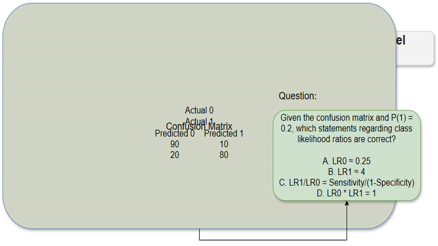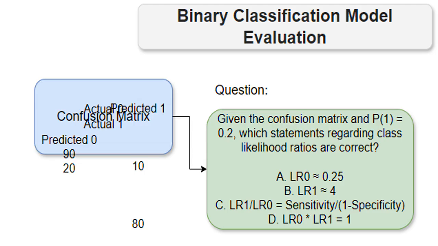For example, 90 means the model correctly predicted 90 instances of class 0. This is the main question. I need to use the confusion matrix and the prior probability of class 1, that's P1 equals 0.2, to figure out which statements about the class likelihood ratios, LRs, are true.